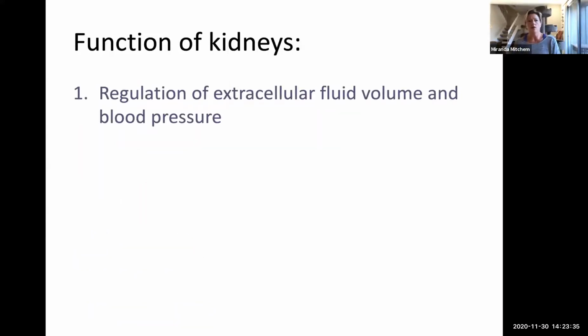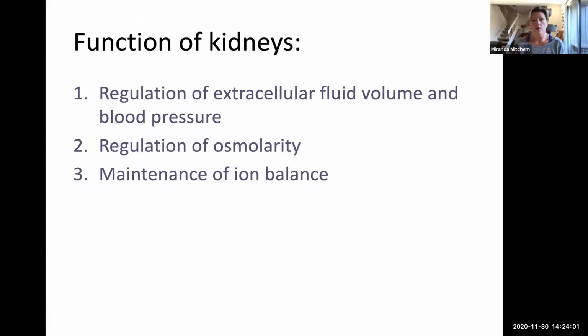All right, so let's talk about just the general functions of the kidneys, and then we'll move beyond that and talk about the function of the renal system. But the kidneys are important in maintaining and helping our body to regulate the fluid volume, and that does tie to our blood pressure. They're also really important in maintaining the osmolarity of our body compartments. They're important in maintaining the balance of the various ions. And of course, we know that ties into osmolarity.